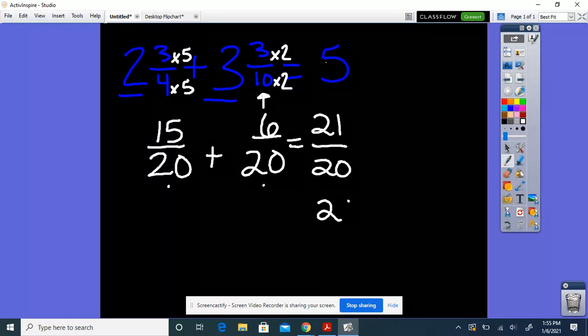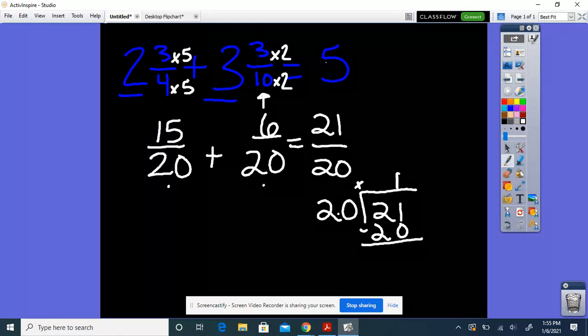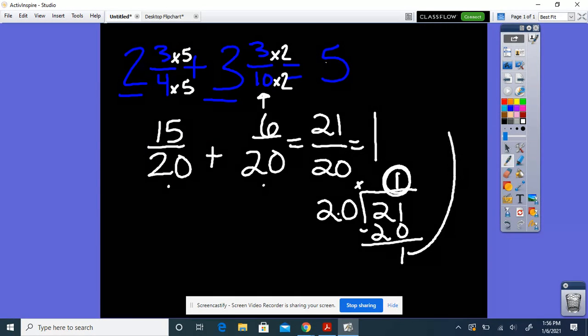I'm going to write down here 20 go into 21. So 20 goes into 21 one time, and then 1 times 20 is 20. 21 minus 20 is 1, so that means we have a remainder of 1, or 1 left over. My whole number becomes my answer, so this is the same as 1, and my numerator is my remainder, and my denominator stays the same. So we have 1 and 1/20.